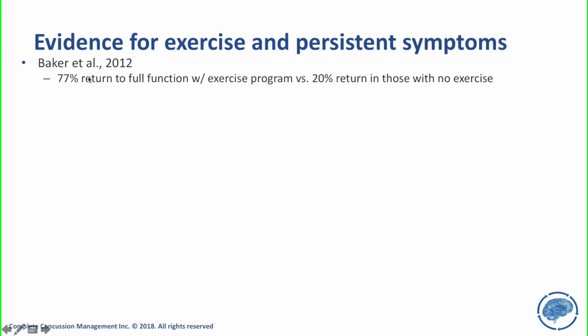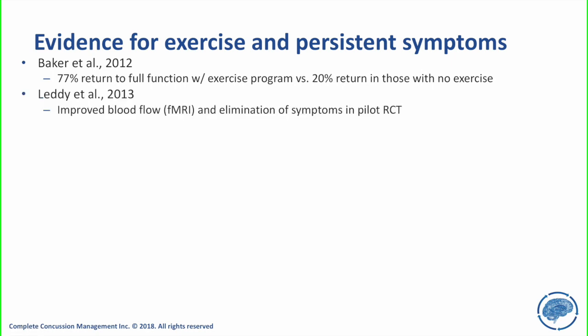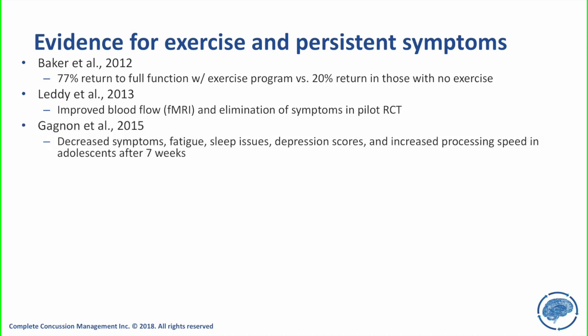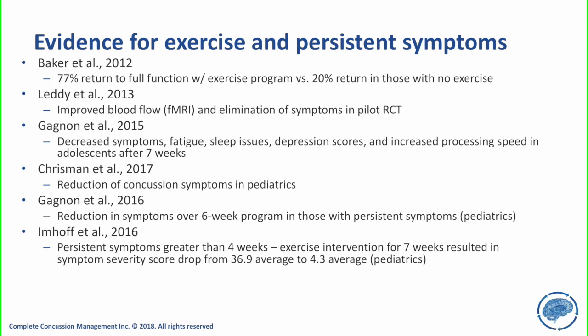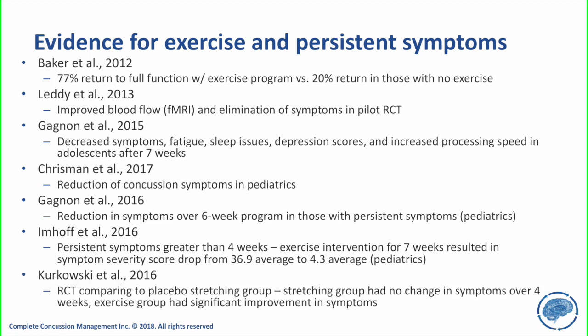This is one of the first studies that was done. 77% of people with persistent symptoms had a full return to function with only a few weeks of exercise protocol, versus those who didn't exercise, where only 20% had a full return. Here are other ones. They even found these blood flow changes improving on fMRI studies. This one was done in pediatrics: increased processing speed in adolescents after 7 weeks of exercise. And the evidence just goes on, and this isn't even a fraction of how much is out there on this topic right now.